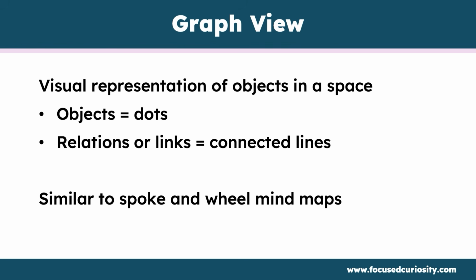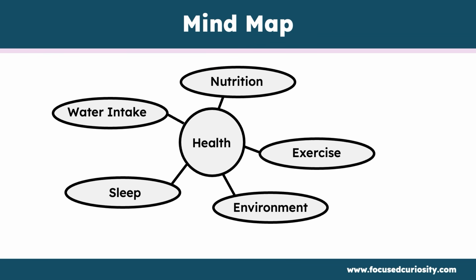Finally, the graph view is a visual representation of all objects in your space. It looks like a spoked wheel mind map, showing how everything connects in a visual way.